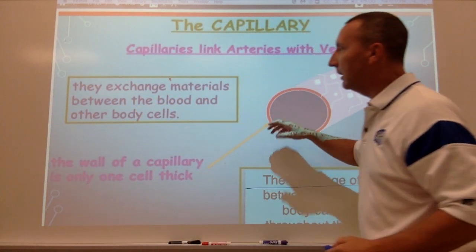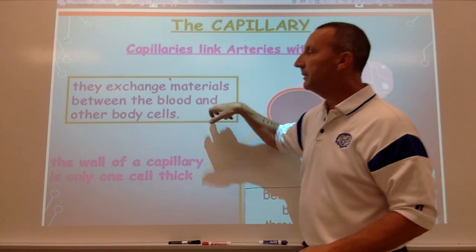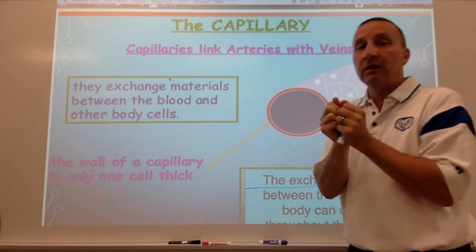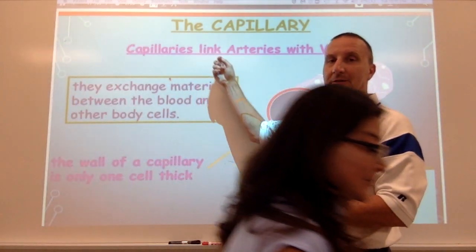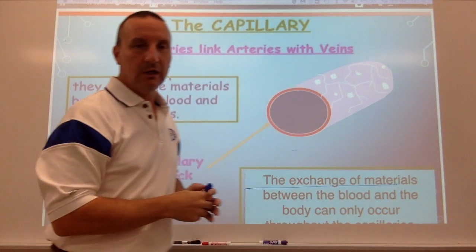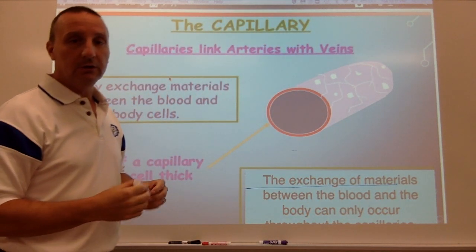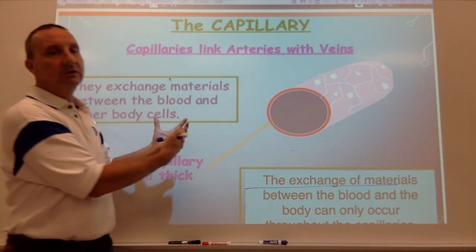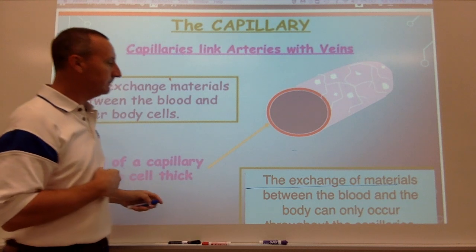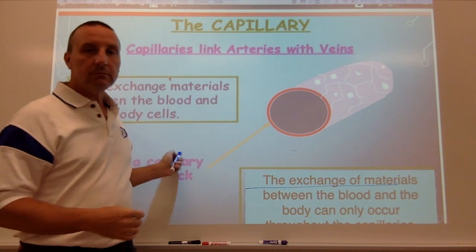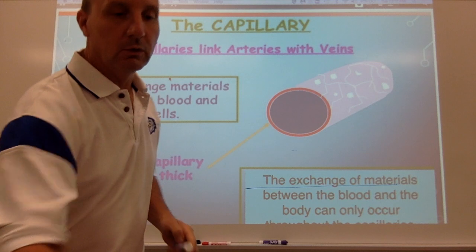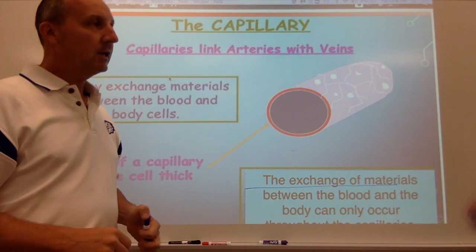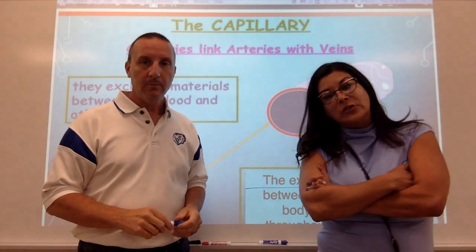They exchange the materials. Because they're so small, when the oxygen gets to your body, the oxygen can then get out of the capillary and into your muscle cells or any other cell that you're feeding, or the food, the energy can get from the capillary into the cells that it's providing stuff for. And then it allows the rest of the blood to go back to the heart and start the whole system all over again.